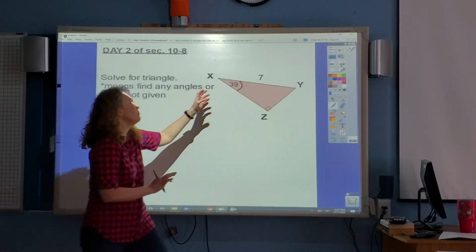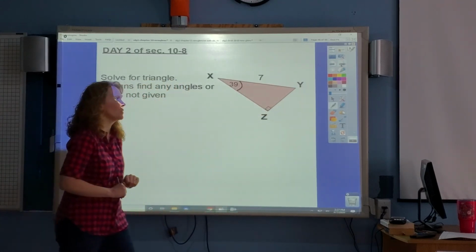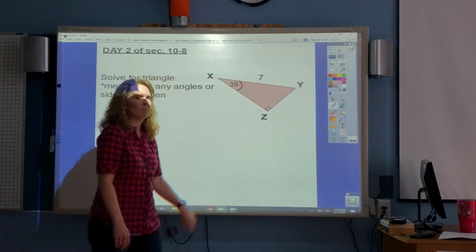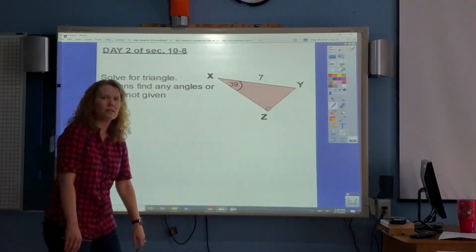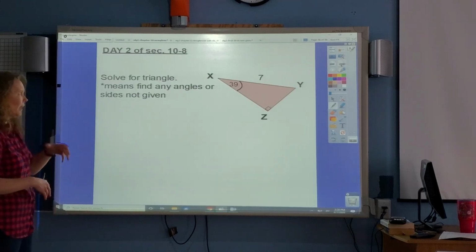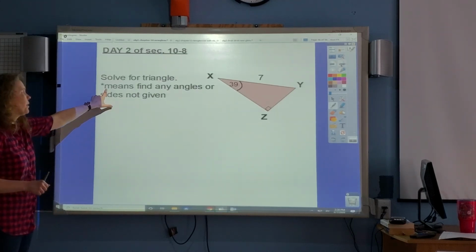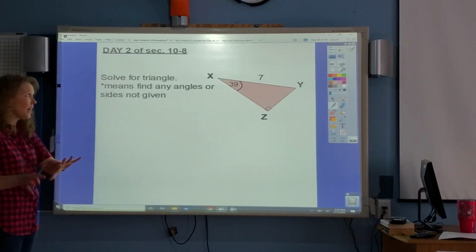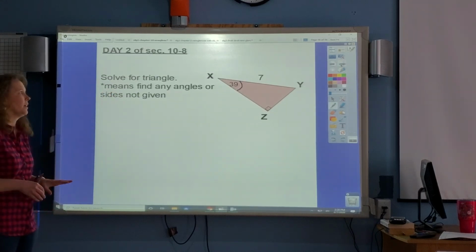We got to find the measure of angle y. We know the measure of z, that's 90. You don't have to figure that one out. They only give us one side, so our job is to find these other two sides. So I'm going to show you how to begin this problem. And I wrote here so that when you get ready to do these, you'll know what it means. It means you got to find all the angles and all the sides that are right here.